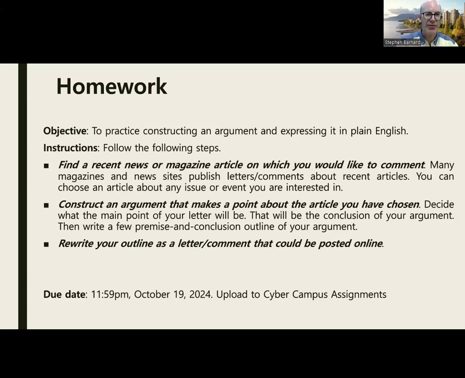When you put it on Cyber Campus Assignments, you don't need to use Microsoft Word. You just can type it into the text box. That should be fine. So here's an example.